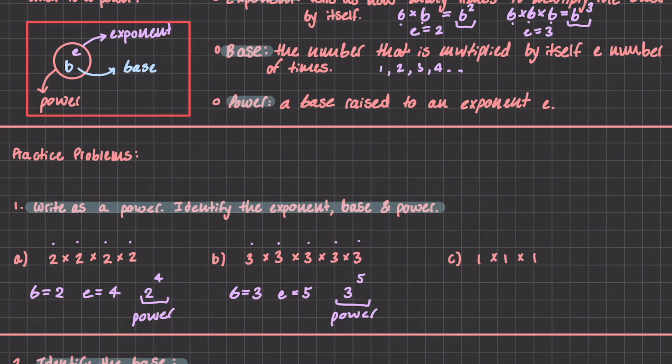Moving on, here the number that's being multiplied is 1. The exponent, well, let's count. 1, 2, 3. Exponent is equal to 3. And so in power form, or as a power, this is 1 raised to 3.